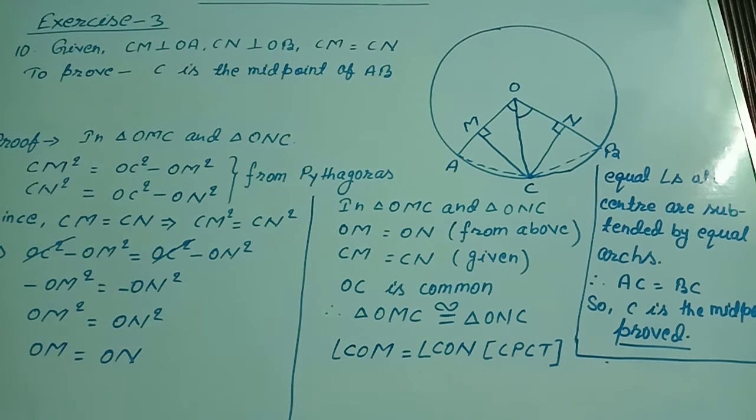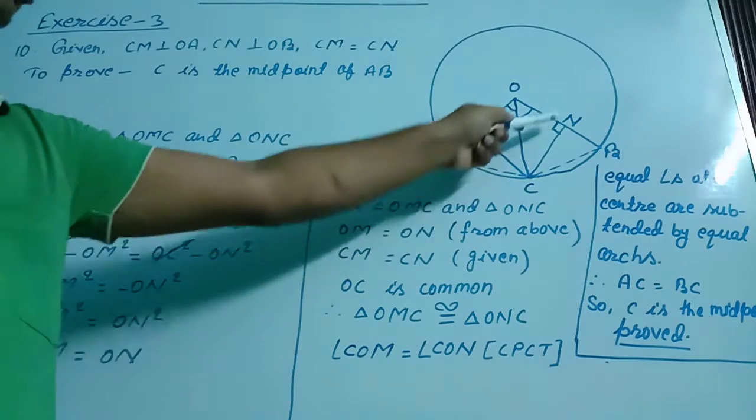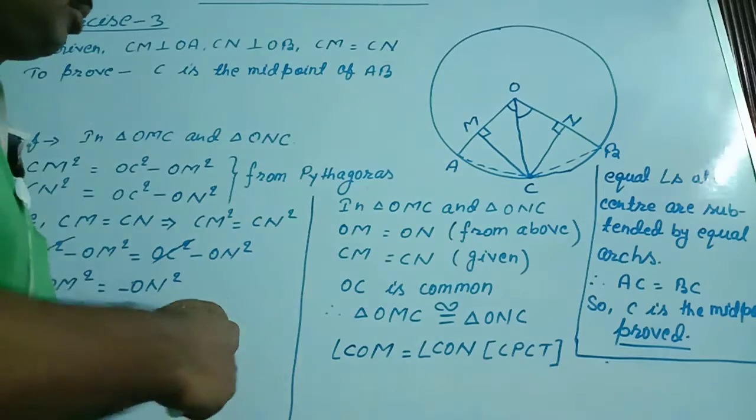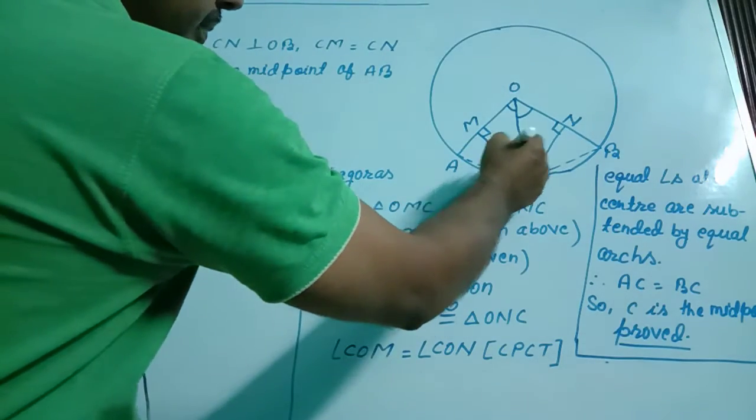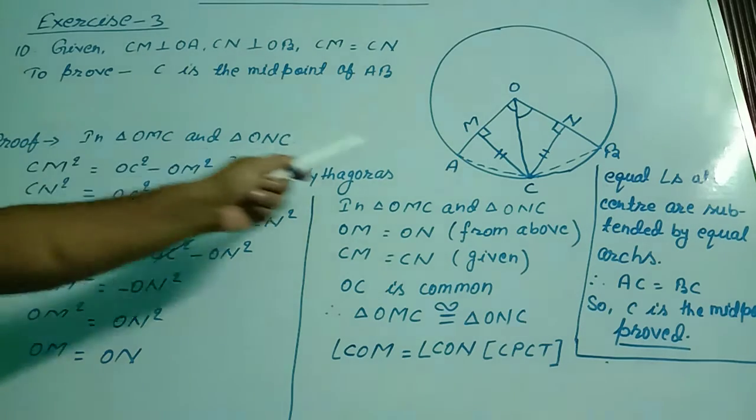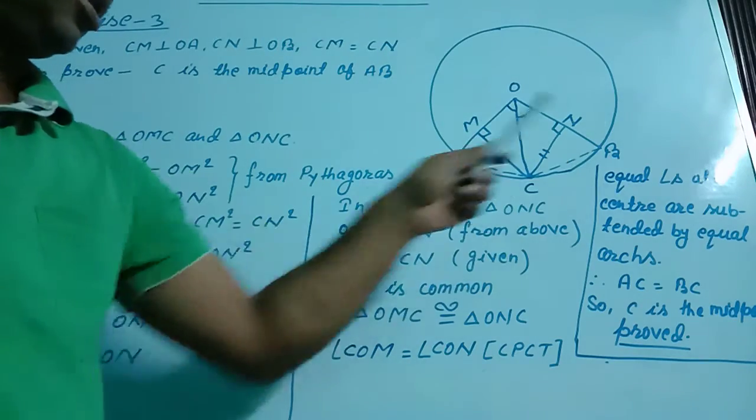Question number 10. The figure is given in the question in which CM is perpendicular to OA and CN is perpendicular to OB. And these two perpendiculars are equal, CM equal to CN. And we are asked to prove C is the midpoint of arc AB.